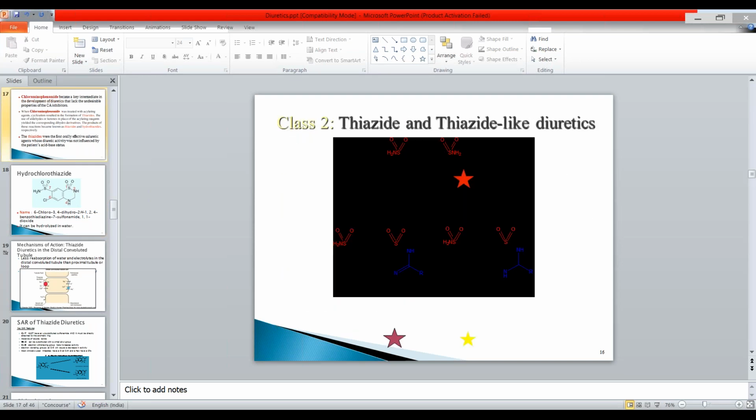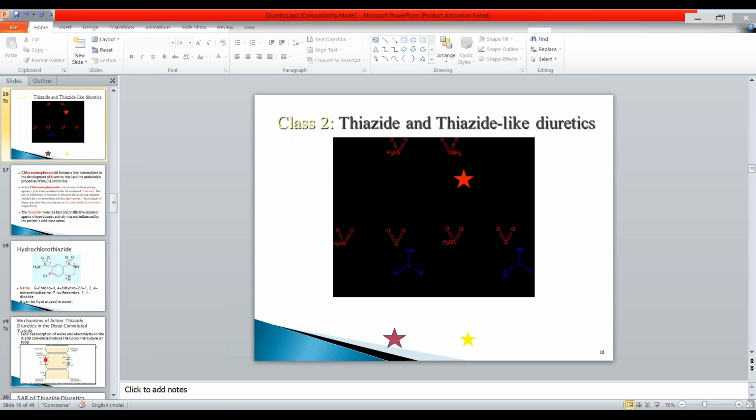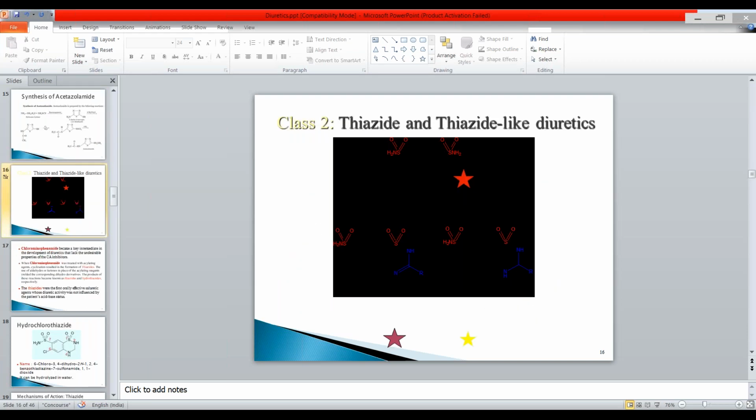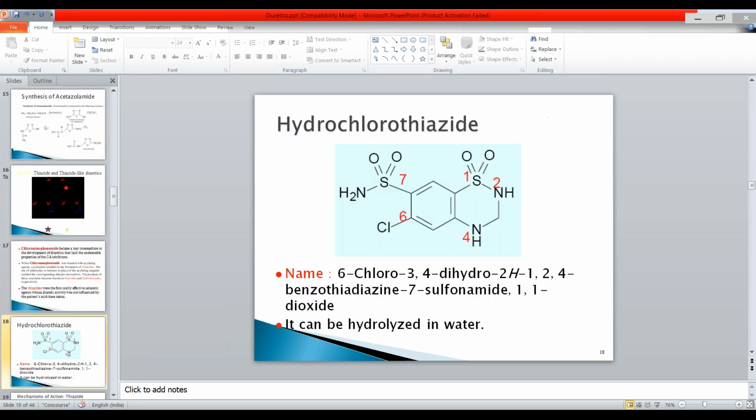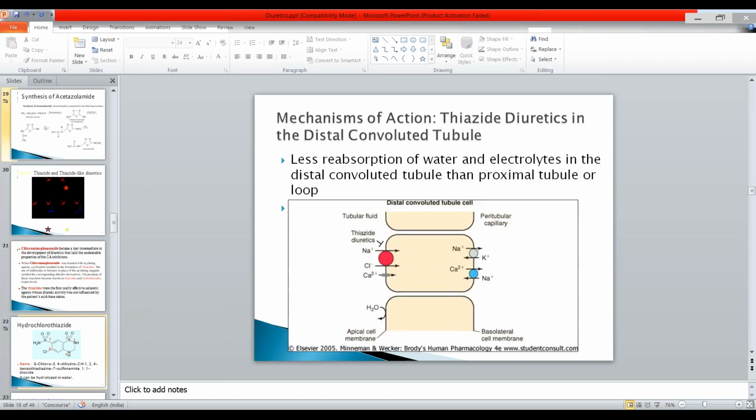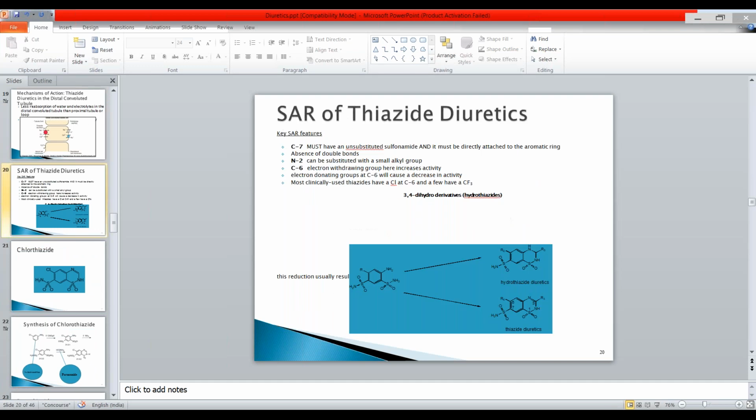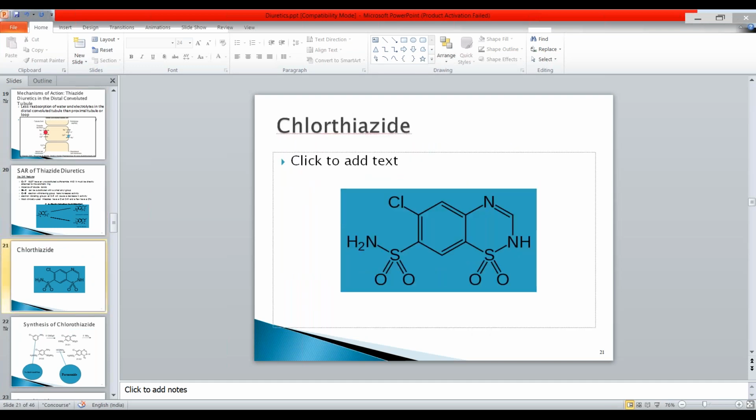SAR. You can take down the structure of this chlorothiazide.